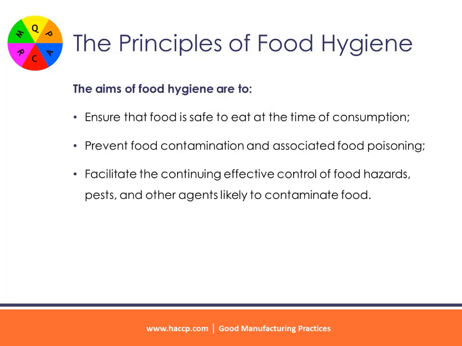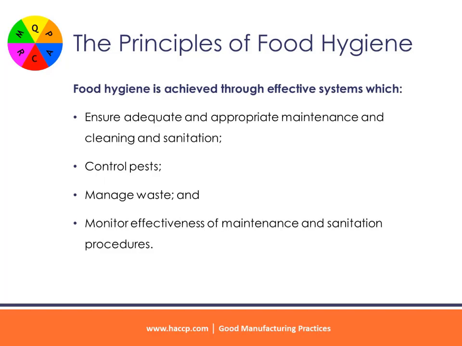The aims of food hygiene are to ensure that food is safe to eat at the time of consumption, prevent food contamination and associated food poisoning, facilitate the continuing effective control of food hazards, pests, and other agents likely to contaminate food. Food hygiene is achieved through effective systems which ensure adequate and appropriate maintenance and cleaning and sanitation, control pests, manage waste, and monitor effectiveness of maintenance and sanitation procedures.